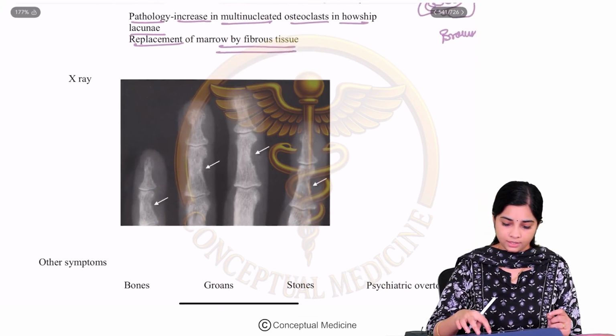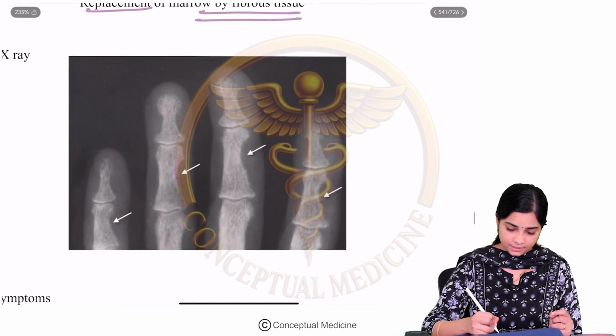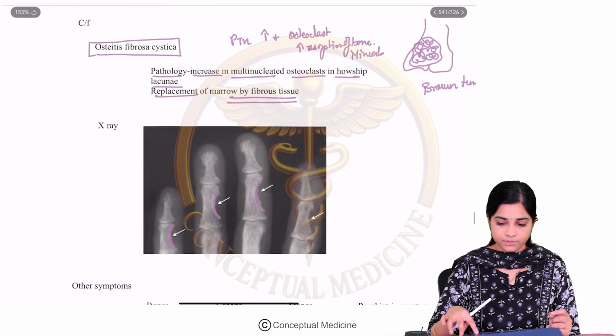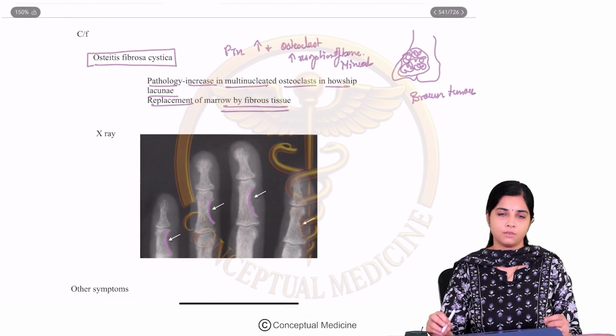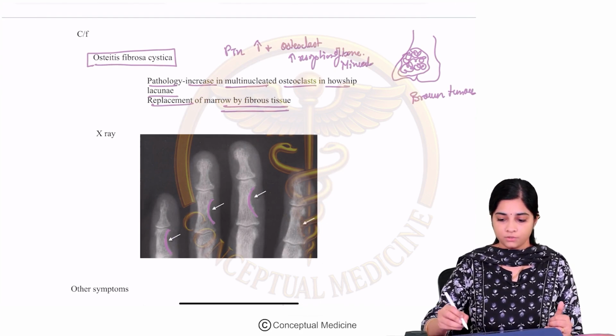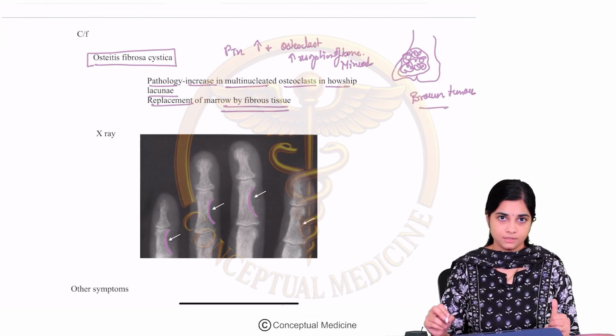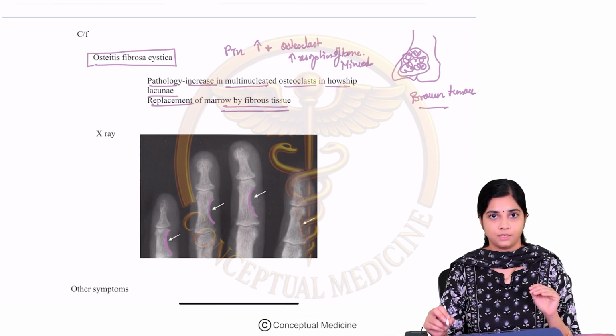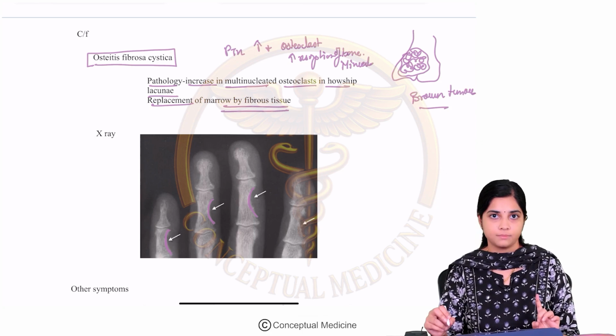Can you see in the X-ray? Here you can see some punched out lesions present in the radial aspect of your fingers. This is another finding of osteitis fibrosa cystica. So one is your brown tumor, another is this. This is about the clinical features of hyperparathyroidism predominantly in your bones.